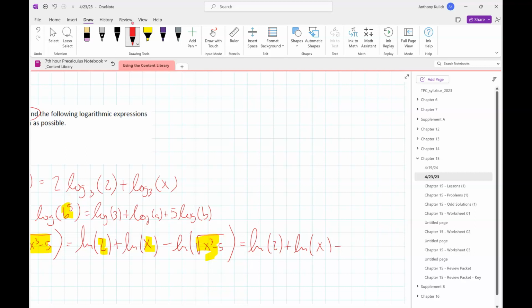Who thinks it's 3? 3 is wrong. Well, what is the power then, Mr. Kulik? It's not 1. The power is coming from the square root. What exponent is the same as a square root? Not 2. 1/2.